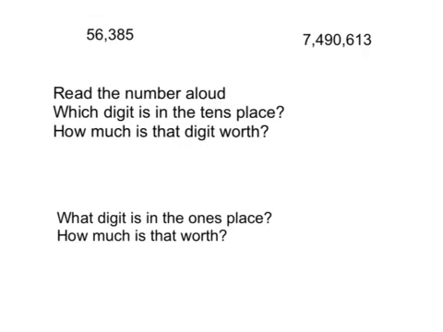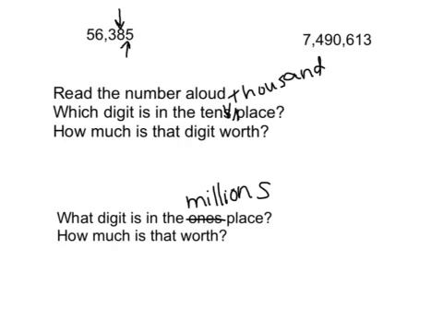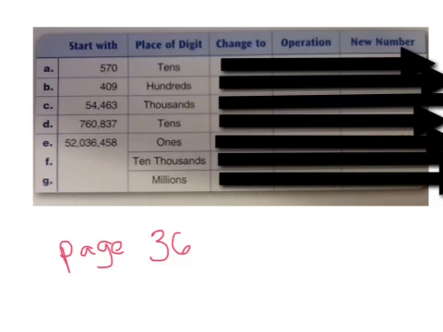Now we're going to change it quickly and try a different place value. So we know the 5 is in the ones, the 8 is in the tens. Instead of doing tens, we're going to do the 10,000s place for both numbers. And down here, we're going to do the millions place. We already read the number aloud, so now you're going to turn and talk with your partner and answer the question: which digit is in the 10,000 place, and how much is that digit worth? What digit is in the millions place, and how much is that worth? Turn and talk.